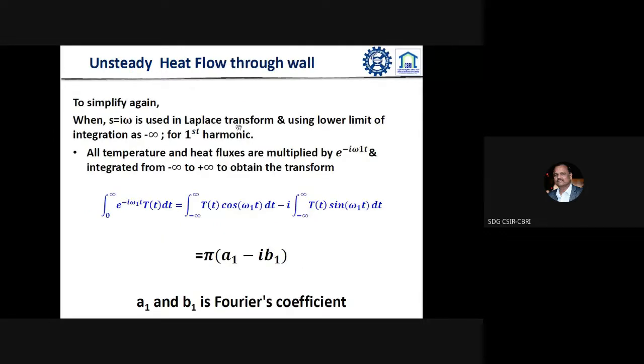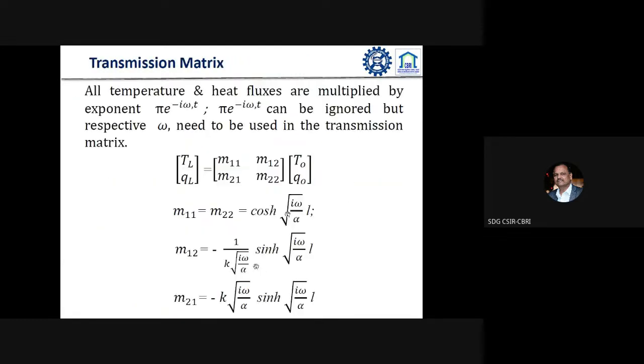So again, if we simplify by using some constant values, that is S equal to I omega, we can put this in and simplify with respect to the coefficient. At last we get this particular transmission matrix, which says the temperature and heat fluxes are multiplied by a component of e raised to I omega t. But for this we need to give some other inputs as well.